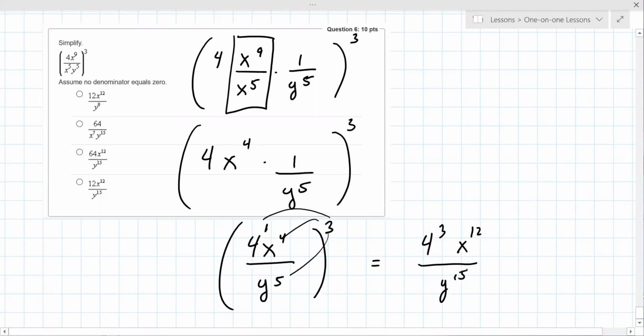Very good. So which is the correct answer? So 4 cubed, 16 times 4 equals 64, x to the 12 and y to the 15th. So it would be the third one. Letter C, often said. Okay, just about number 3.